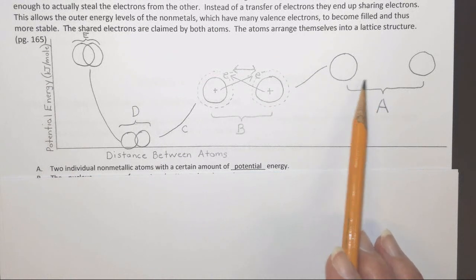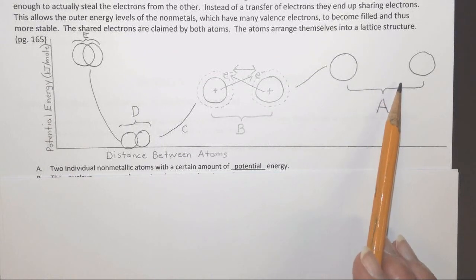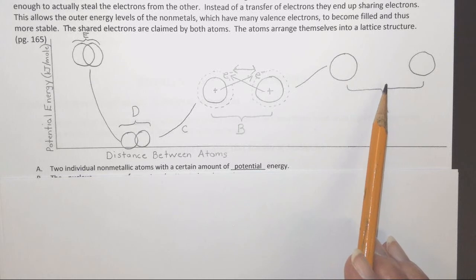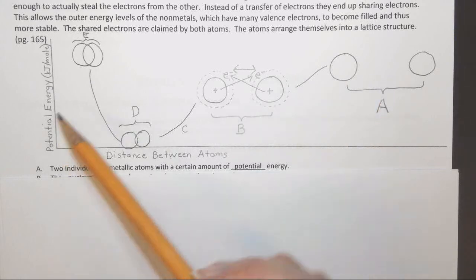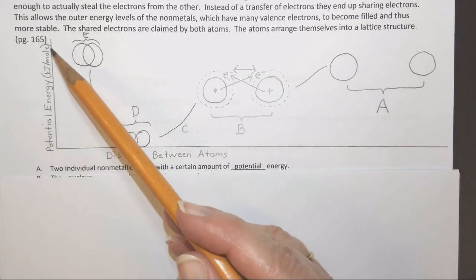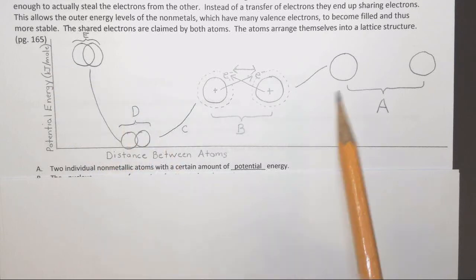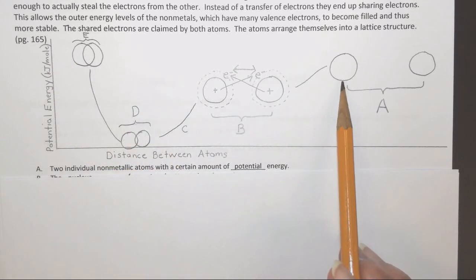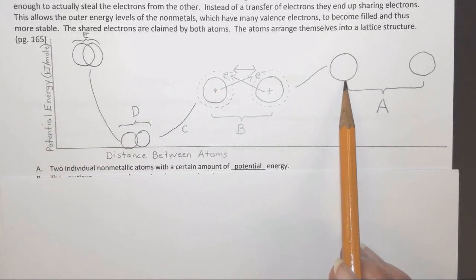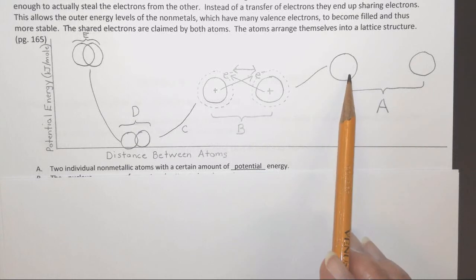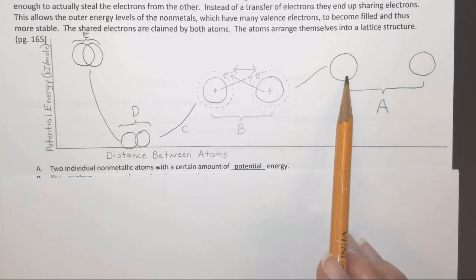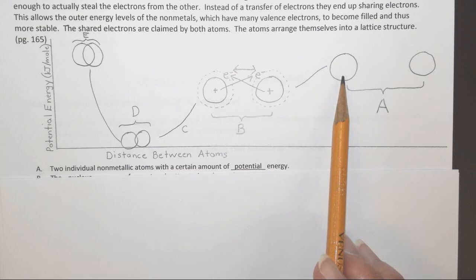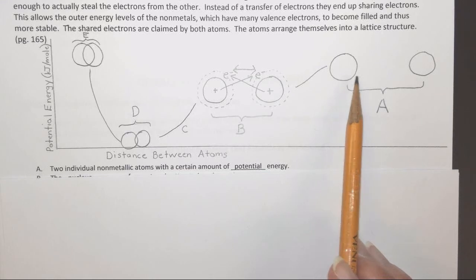We have two individual non-metallic atoms, and they have some amount of potential energy. Notice that our chart does not have any actual numbers on there because this is representing any possible combination of nonmetals. Depending on the particular atoms, they would have a certain potential energy, but we want it to be a more generic representation. In picture A, the atoms are far enough apart that they are not interacting with each other. They are existing as individual atoms.